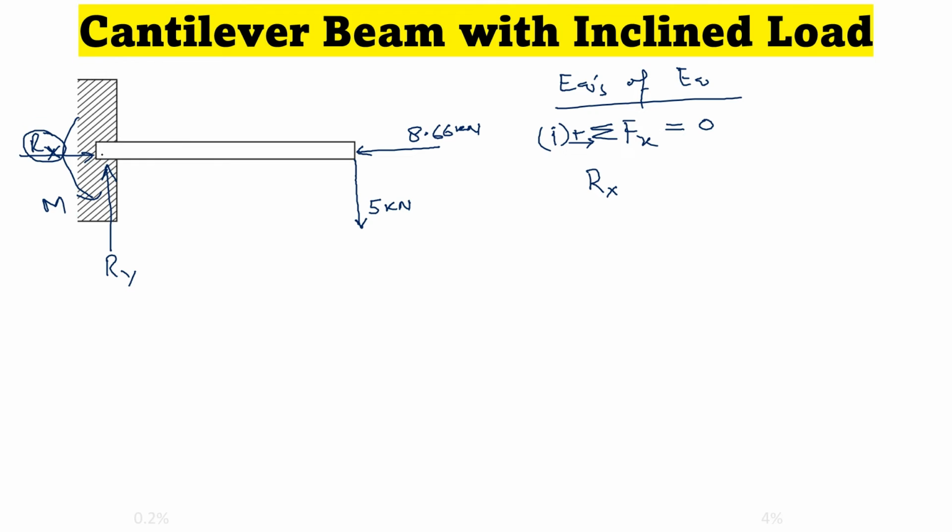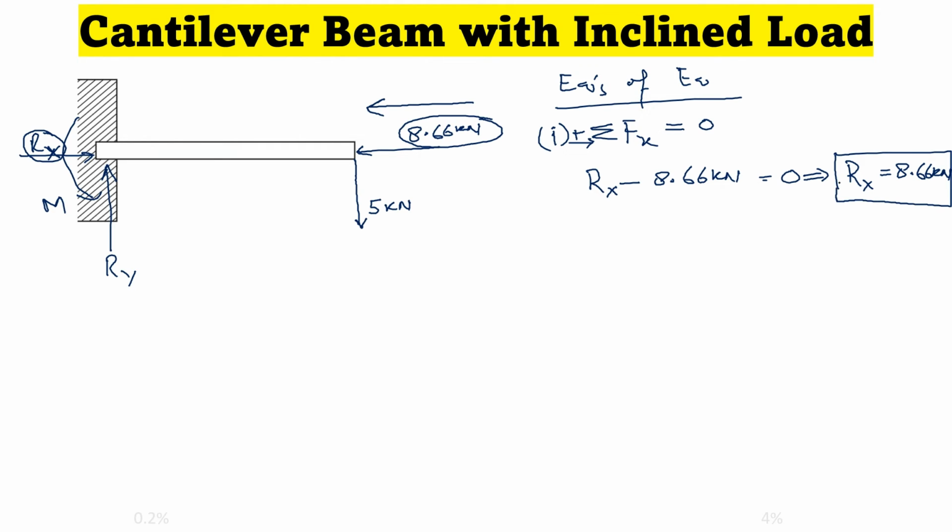Now, is there any other force acting in the x direction? Yes. Here, this is 8.66, but this is acting from right to left. So it is in leftward direction, opposite to this arrow. So it will be minus 8.66 kilonewton, and it is equal to 0. If we solve this, we will get that Rx is equal to 8.66 kilonewton. So we have got one reaction of the beam, that is 8.66 kilonewtons.